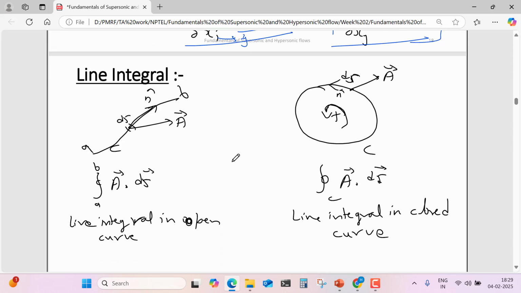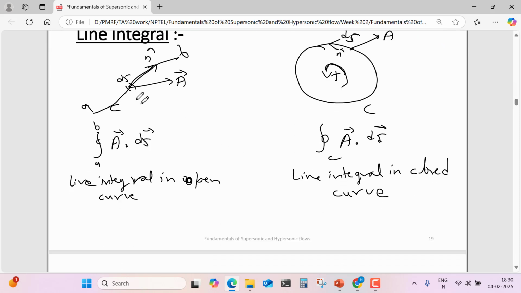Okay, then let's see the line integral. Let's say there is one open curve and there is one vector, vector A, and along this curve there is one vector. At this point there is vector n cap and its length is ds. Then this line integral is given by integration from a to b of A vector dot ds. This is for the open curve.